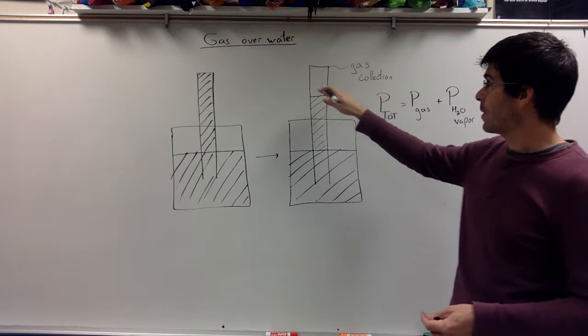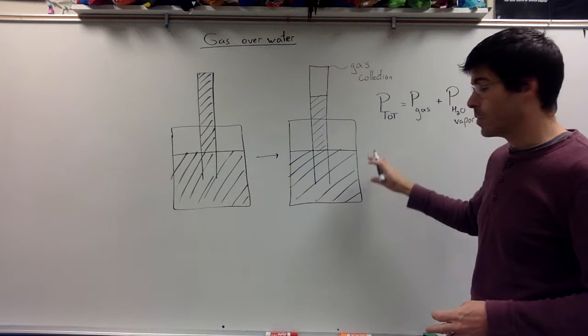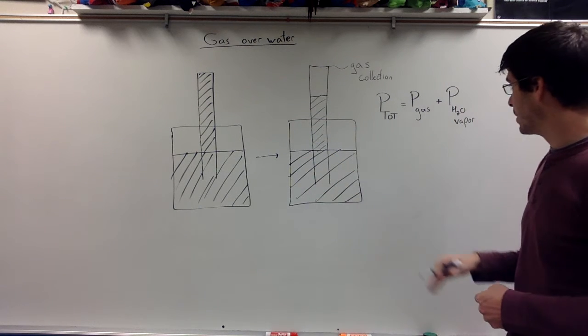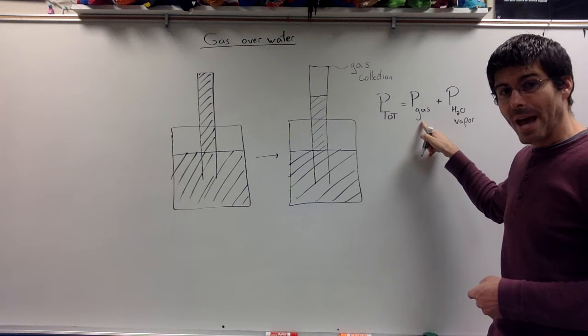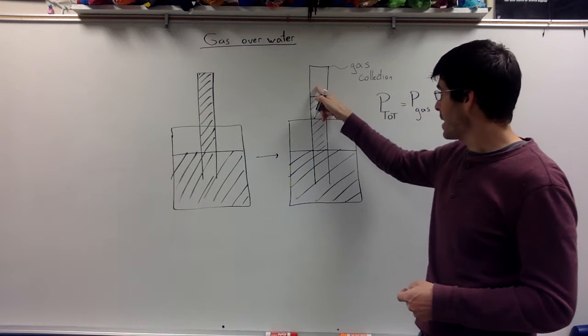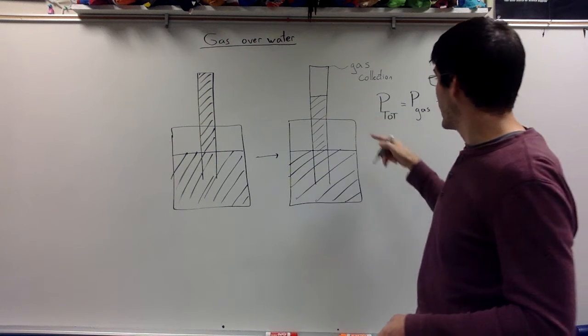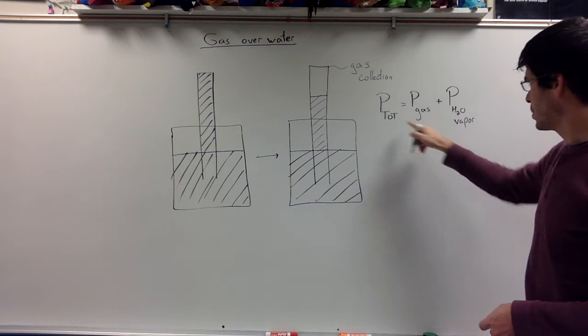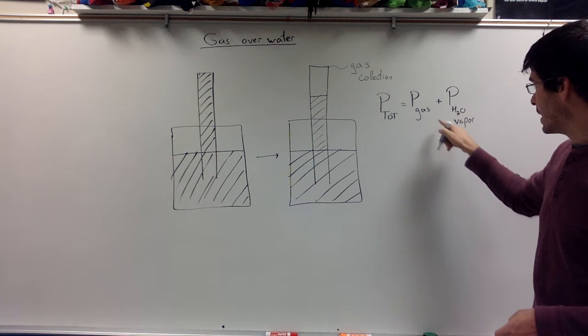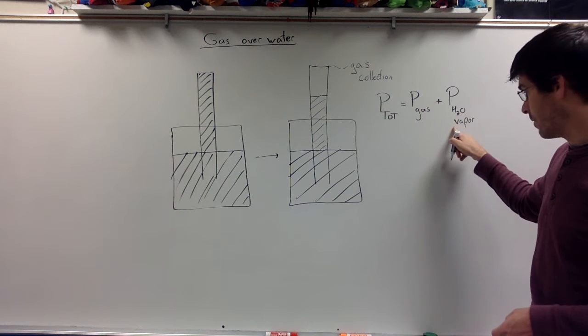But this is what it looks like when you hear the phrase gas collection over water, or you hear this apparatus in the problem. In order to get the pressure of the gas, you have to know that this is a mixture, and the total pressure in this container, which we'll talk about in a moment, is equal to the gas pressure plus the water vapor pressure.